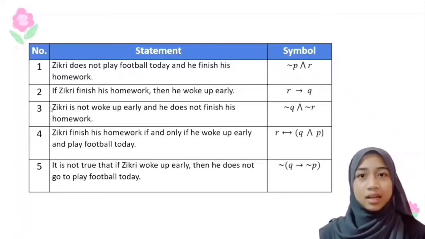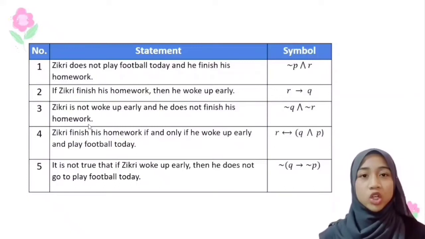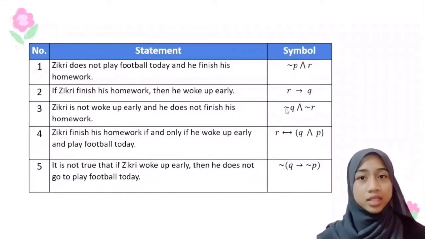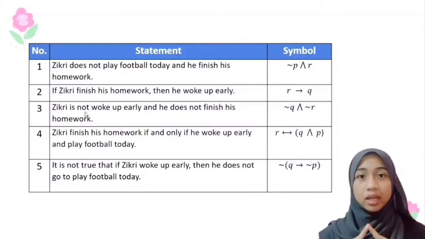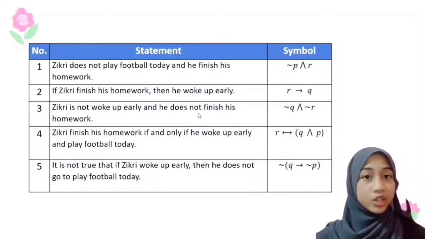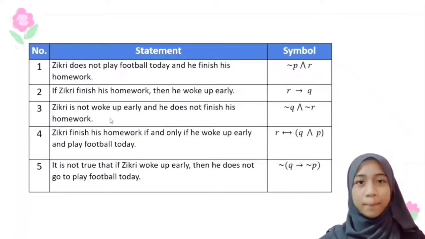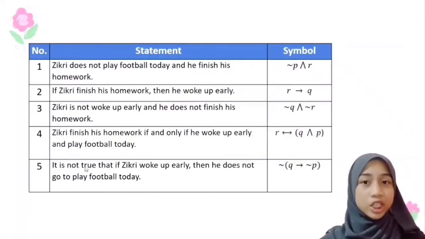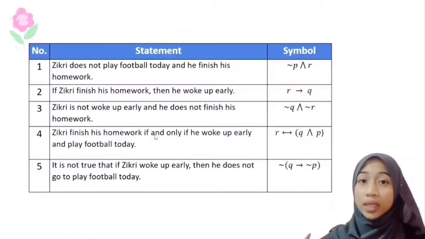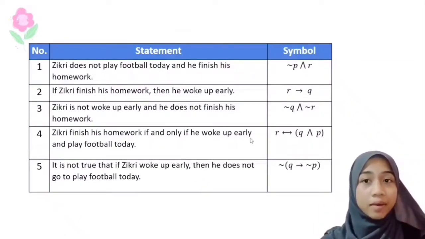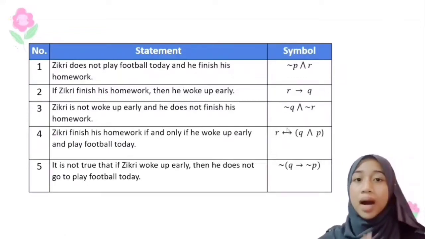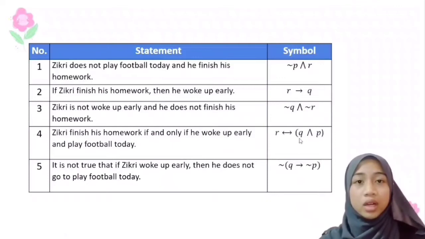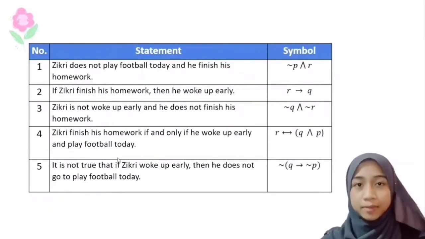Next, Zikri did not wake up early and he did not finish his homework. The symbol is not Q for Zikri not waking up early, and not R for not finishing his homework. Next, Zikri finished his homework if and only if he woke up early and played football today. The symbol is R biconditional, with brackets, Q and P.